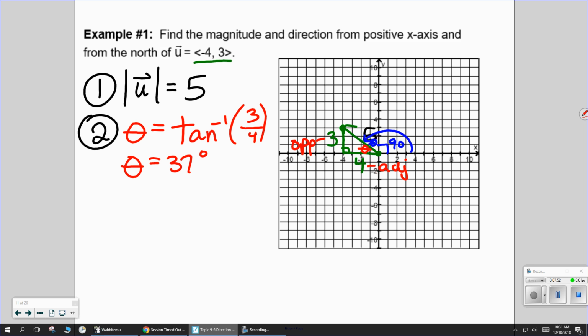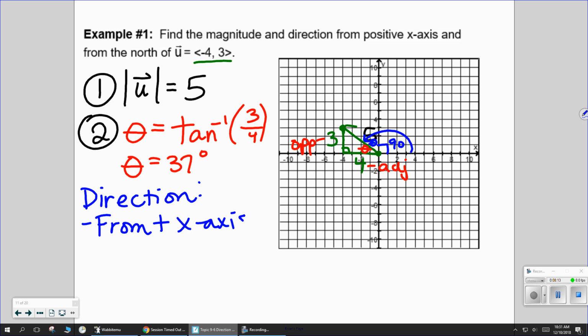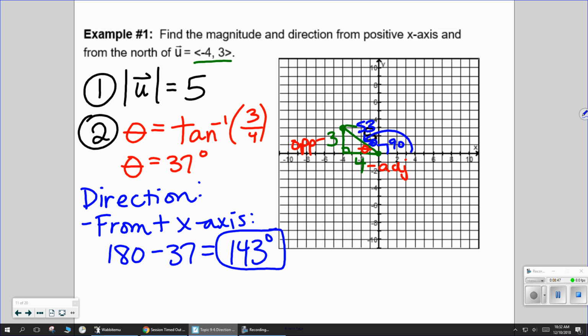So to find the angle measure from the positive x-axis to the vector, let's do direction. To get that, we can just do 180 minus the 37. Because we know that from the positive x-axis to the negative x-axis is 180, because that's a straight angle, minus that 37 will leave me with 143 degrees. You also could have done 90 minus 37, which would have been 53. And so we know that this angle right here is 53. And so you could do 90 plus 53 also. All right, so that's from the positive x-axis.